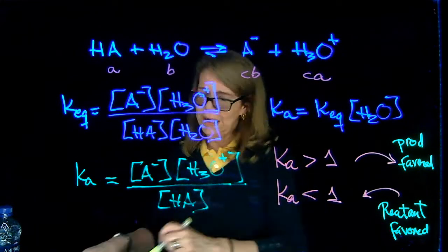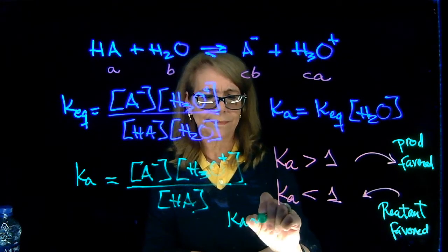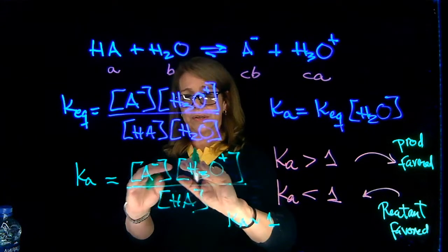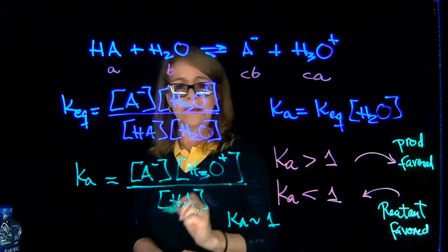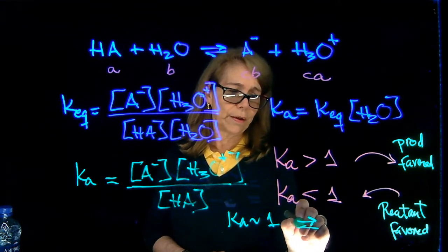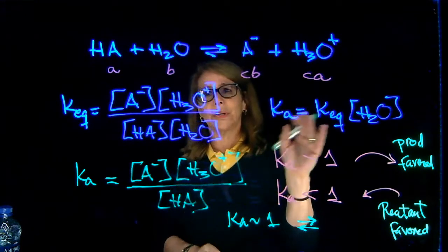But what if the Ka is about 1? In that case, we will have about the same concentration of these two species as we have of the acid. So that is an equilibrium. So it's neither product favored nor reactant favored. That's actually an equilibrium.